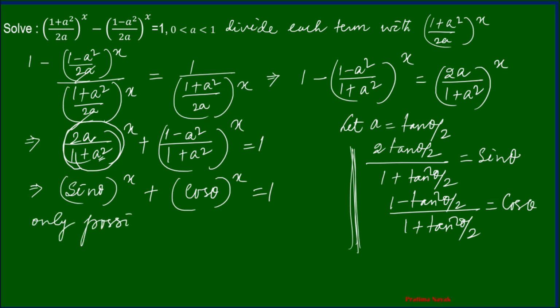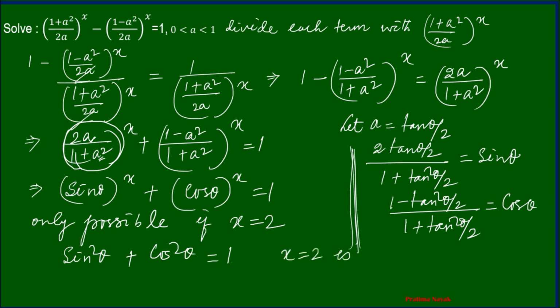Yes, you are correct. Your guess is correct. X should be 2 because we know that sin square theta plus cos square theta is always 1. So x is equal to 2 is the solution. It does not depend on the value of A.